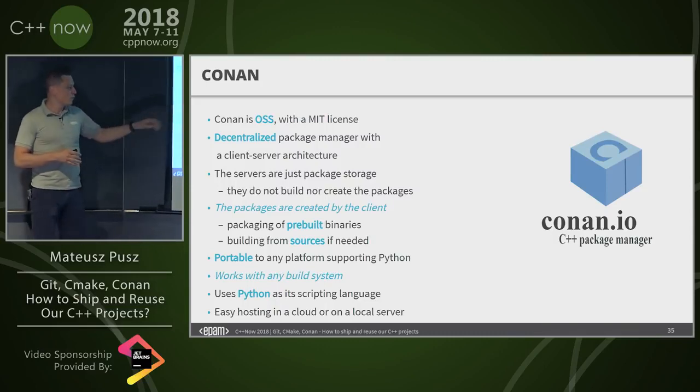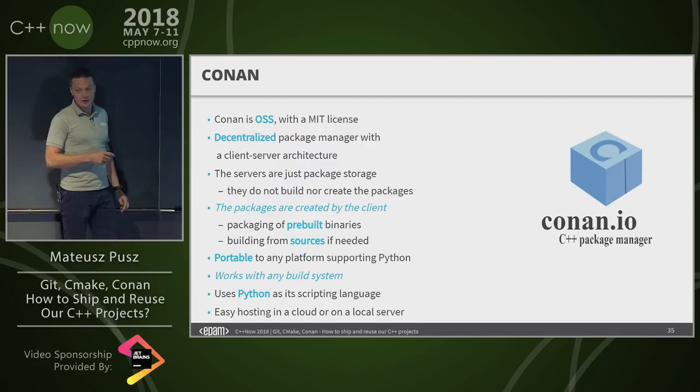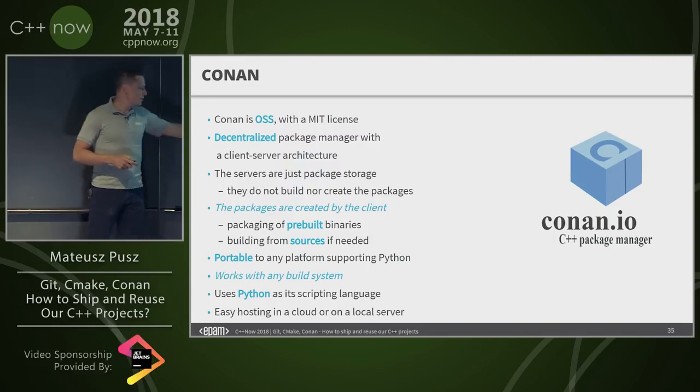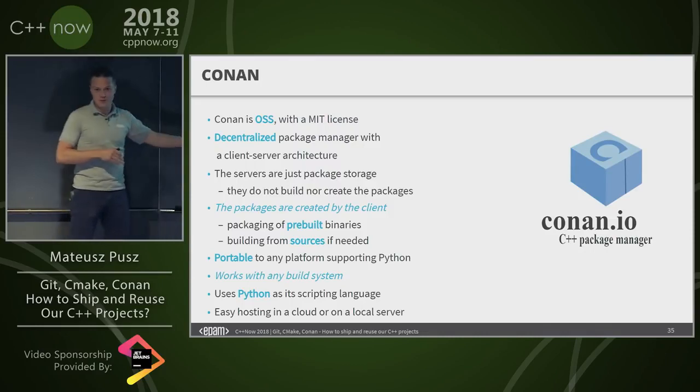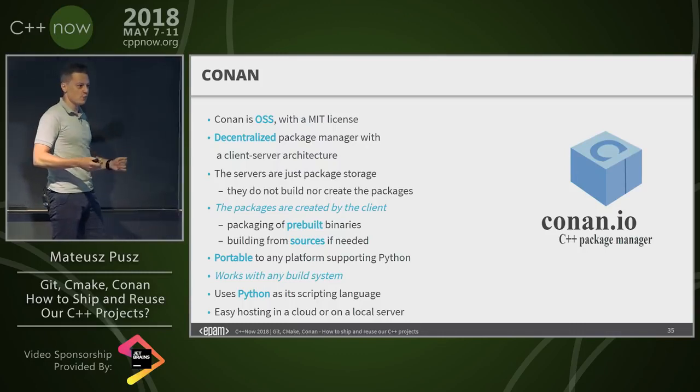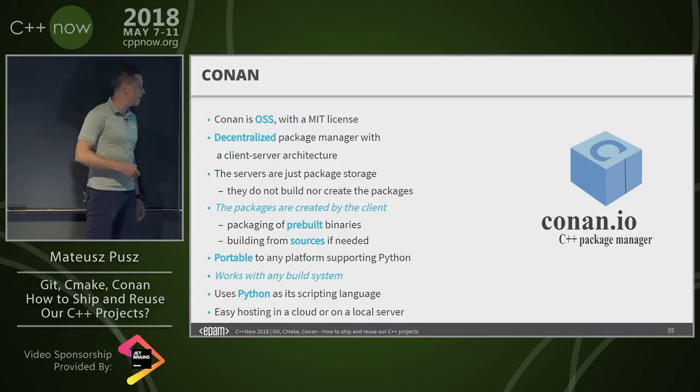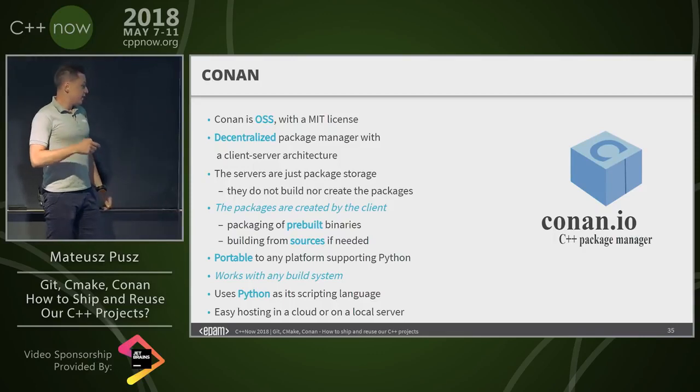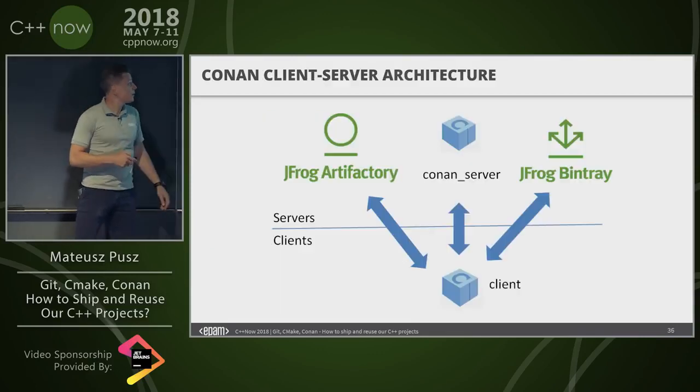It's portable. It can be used wherever Python can be used. It also uses Python as its scripting language. It works with any build system. CMake is one of the possibilities here. I focus on CMake here because, as I said, it's the de facto standard right now in our environment, but you can use it with pure Make or other things. And it's easy to host.